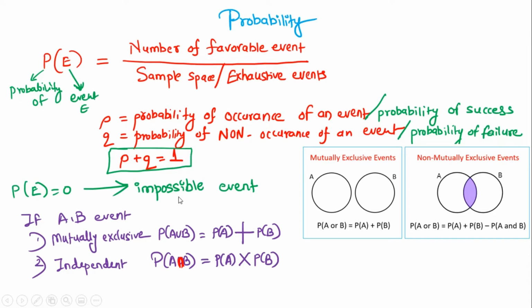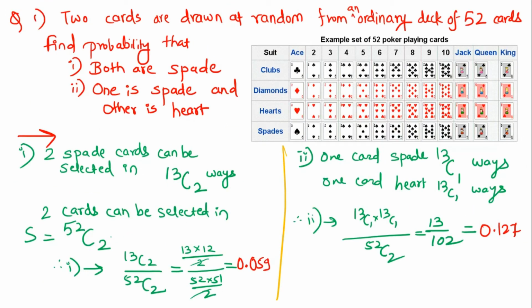And if you have performed some experiment, but for a particular event you are not getting any output, then that event is called an impossible event whose probability is 0. 2 events can be said to be mutually exclusive when the union of these 2 events is just the addition of the separate events, the probability of the first event plus the probability of the second event. Two events are independent when their intersection, the common portion between the 2 events, is the product of their 2 probabilities. Let's take an example for probability.